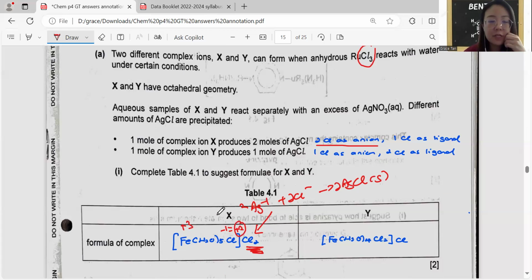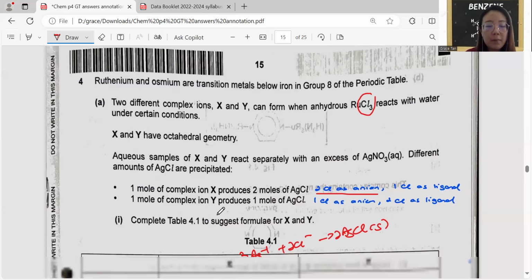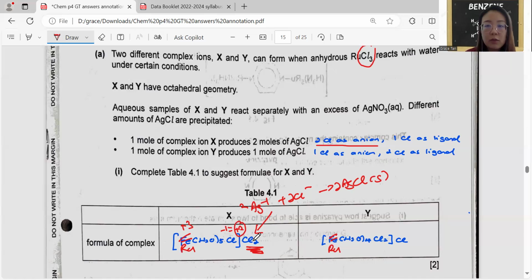Sorry, not iron. Please change iron to Ru. Okay, Ru. Please change this to Ru. Then, okay, they behave like iron, the first statement really. So iron is normally +2, +3. We do not know the oxidation number of the ruthenium. But based on the 3 chloride used here, you know that ruthenium is +3, because here there are 3 chloride.